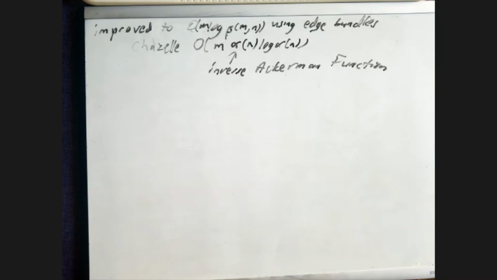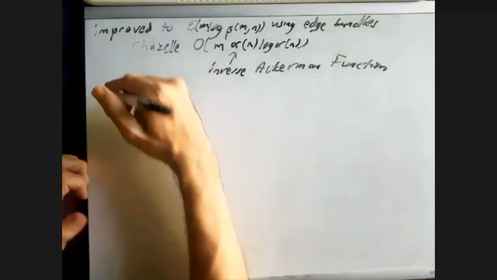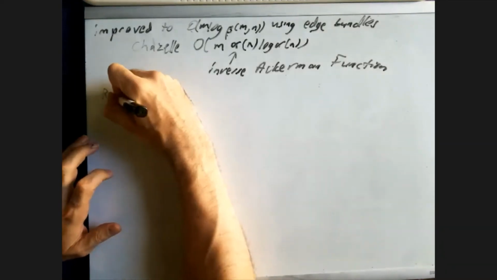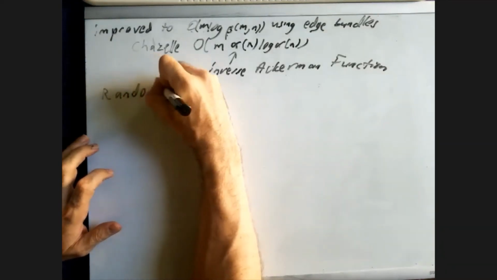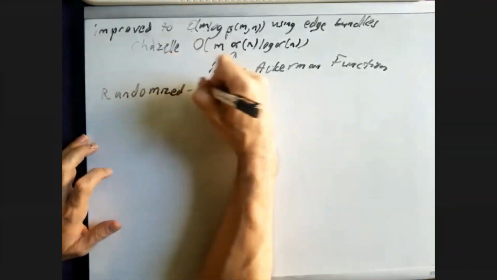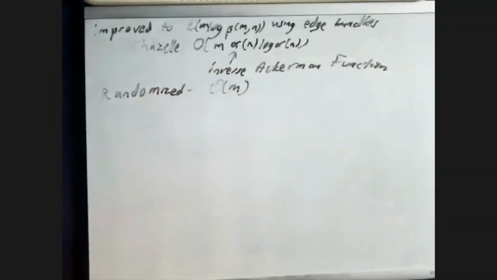And in fact, we're not sure if you can achieve linear unless you stretch the bounds of your algorithm a little bit. Turns out that if you add randomization, you can actually get a linear time minimum spanning tree algorithm if you flip coins to decide how the algorithm runs.